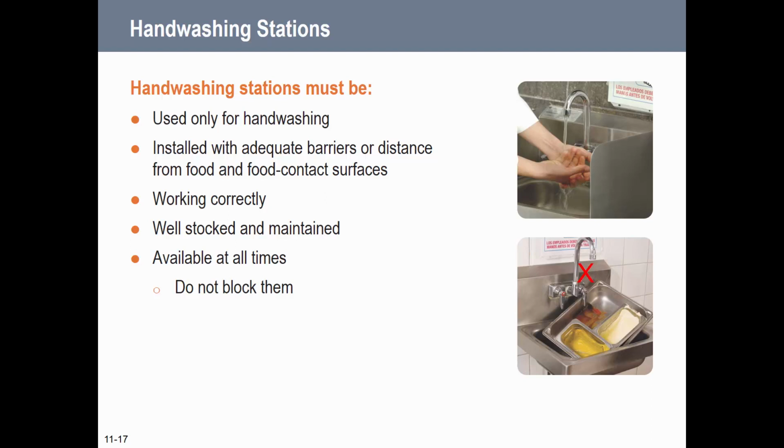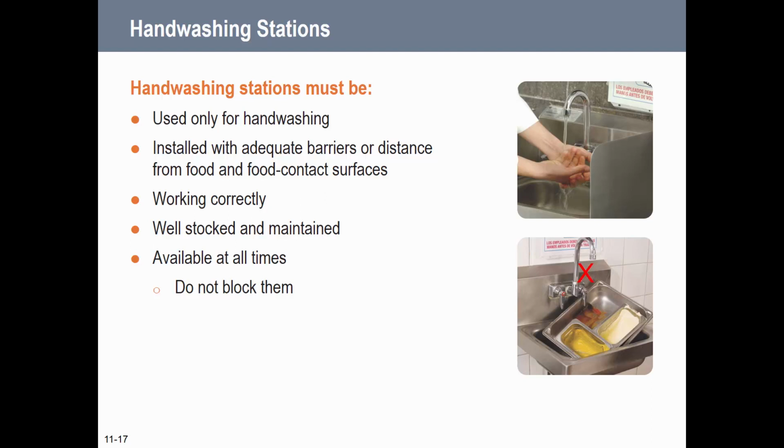They should only be used for hand washing. So again, you shouldn't put your dirty dishes, you shouldn't wash produce, anything like that into a hand washing station, just for hand washing. You can see the barriers there, distance from food or food contact surfaces. If that's necessary, depending on where it is in your facility, you may need that little barrier that's there in the first picture. Obviously, they should be working, important.